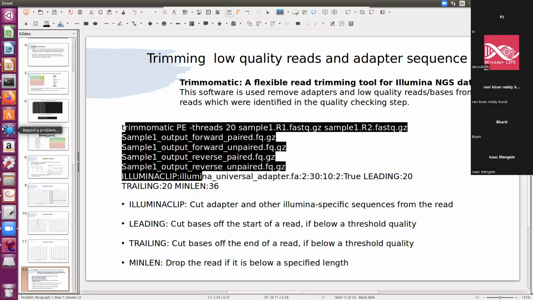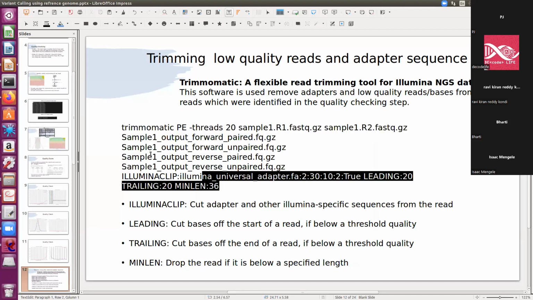You have to write a script with a loop, and whatever we mentioned in the last command, like adapter true, leading equal to 20, trailing equal to 20, and minimum length equal to 36. These are the standard values. We have to change them according to the FastQC report.